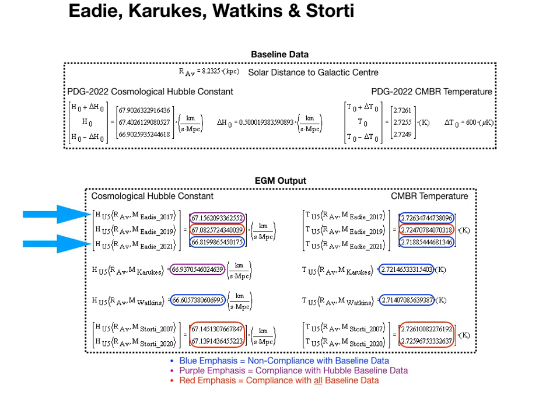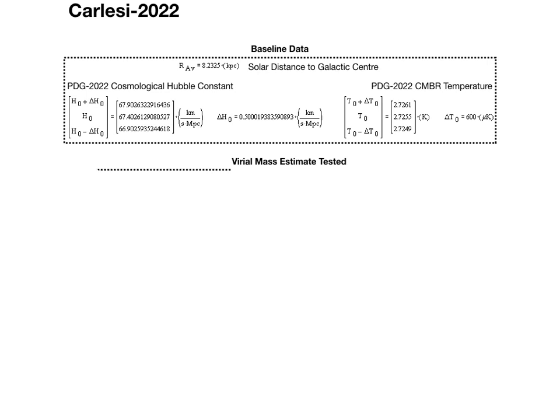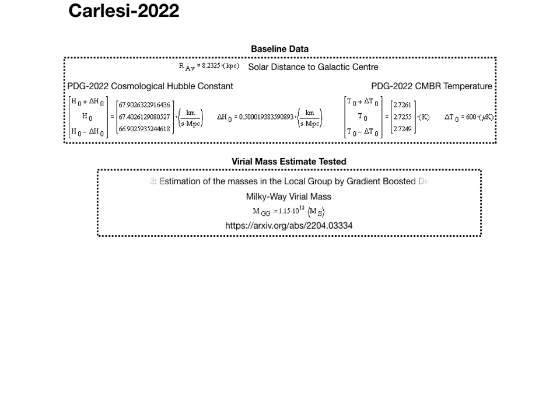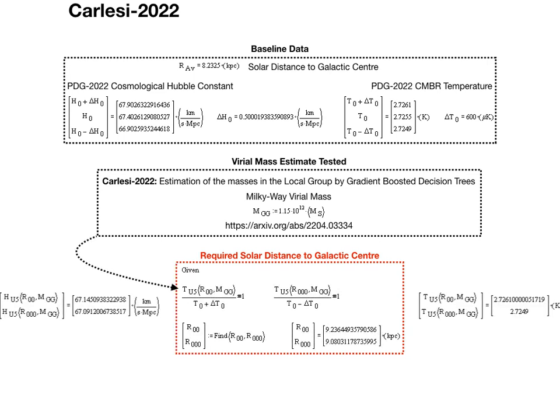Let's now analyze another widely cited result. A simple algorithm constructed within the MathCAD 8 professional computational environment facilitates the determination of the required solar distance to the galactic center, associated with the Karukes 2022 Milky Way mass estimate.